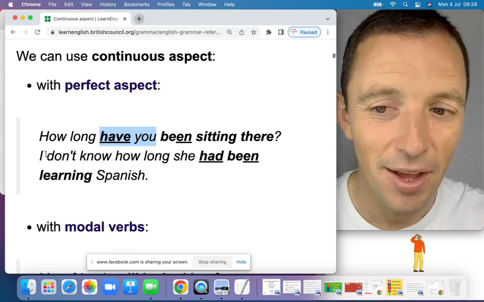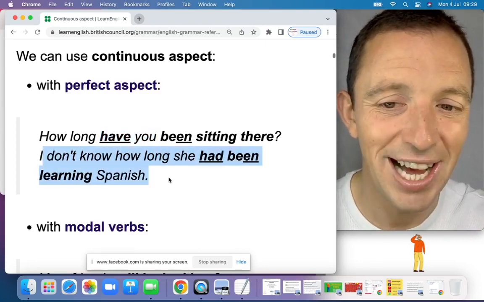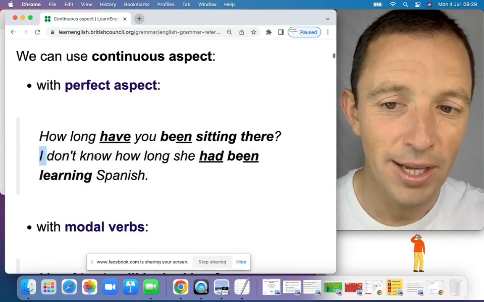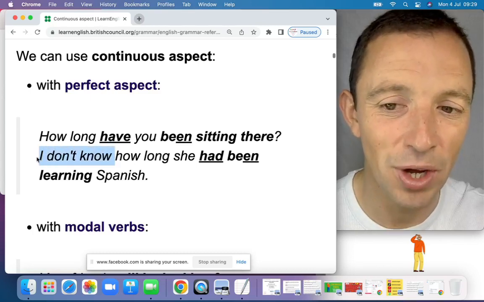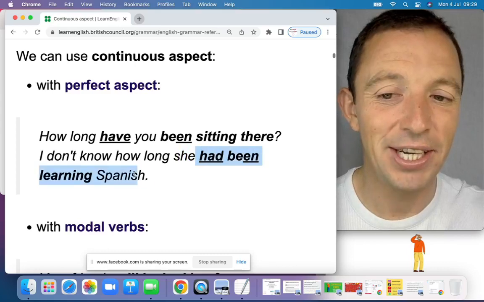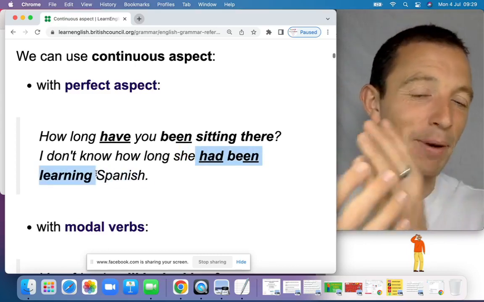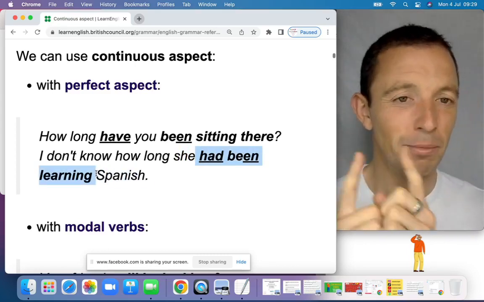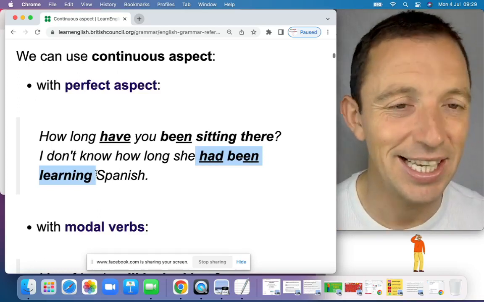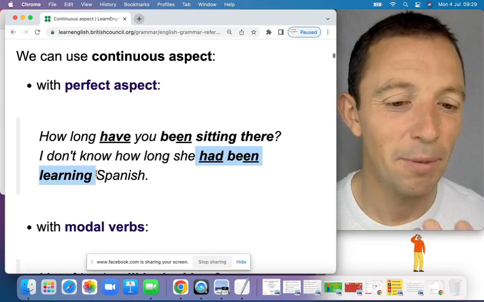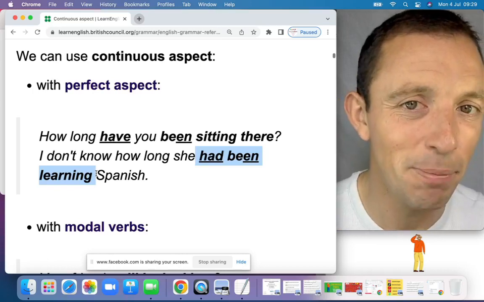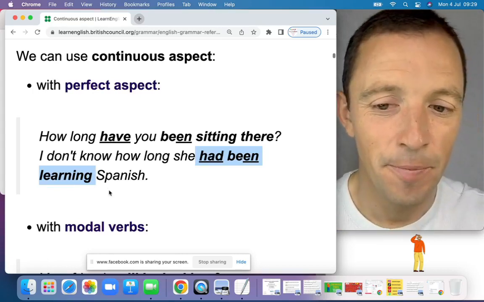Next, I don't know how long she had been learning Spanish. Subject, I. Verb in the negative, I don't know. How long, she is the subject. Had been learning Spanish is the past perfect, had been, plus the continuous aspect, had been learning Spanish. So that is the continuous aspect with the perfect, and already we had seen some examples related to this.